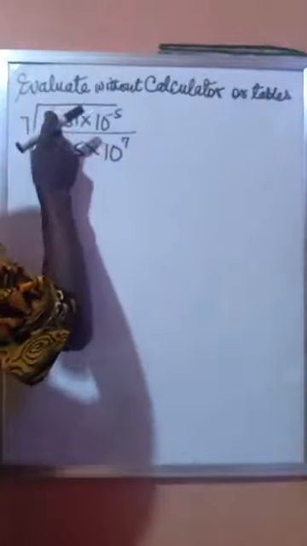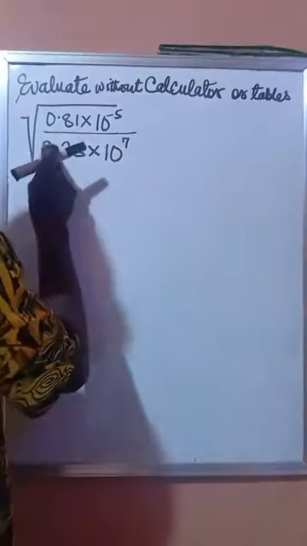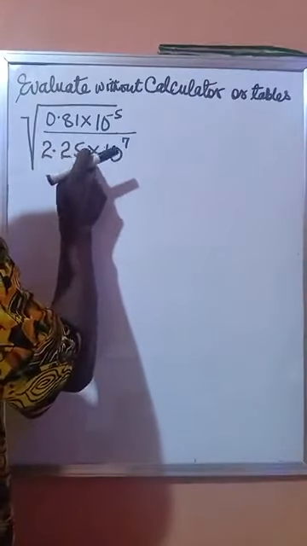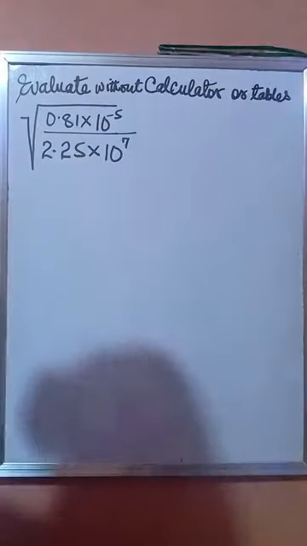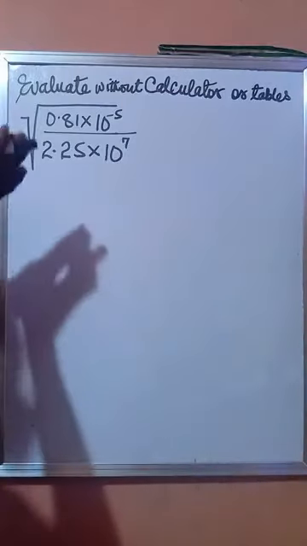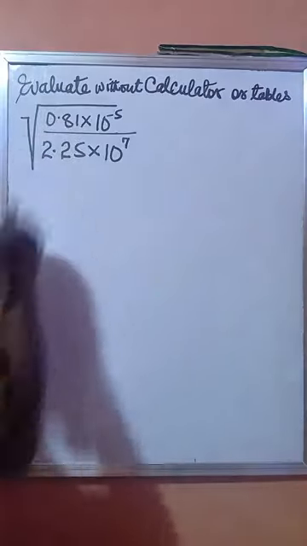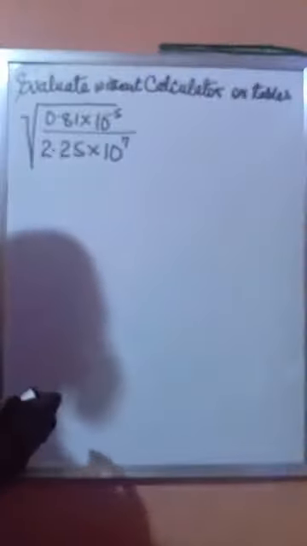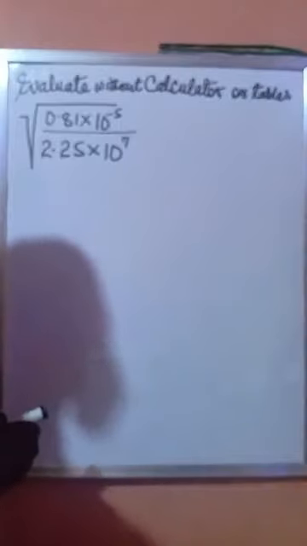The square root of 0.81 times 10 to the power minus 5, all divided by 2.25 times 10 to the power of 7. All right, the first thing to do here is to remove the decimal points. We know that we can achieve that in so many ways.